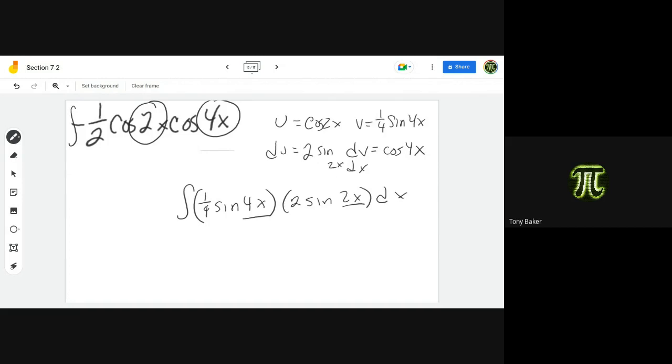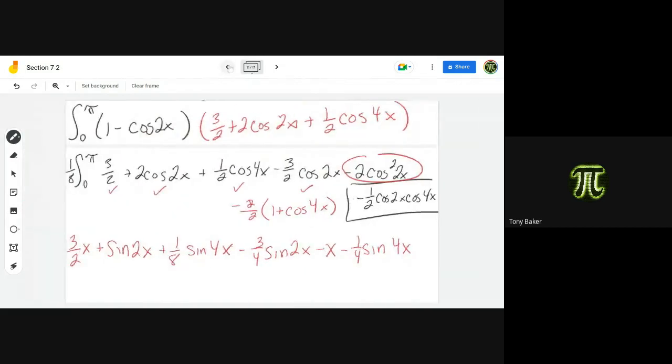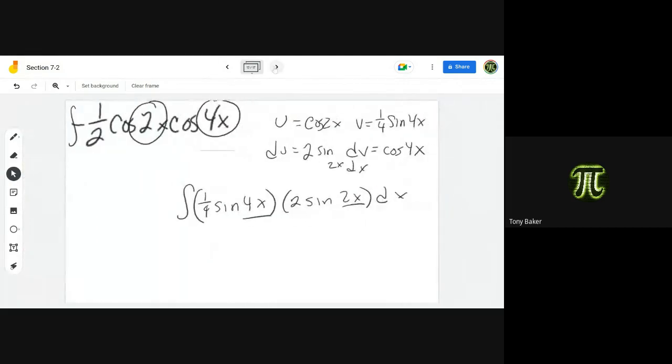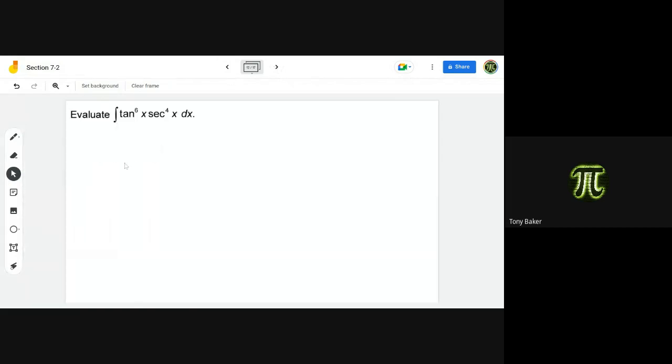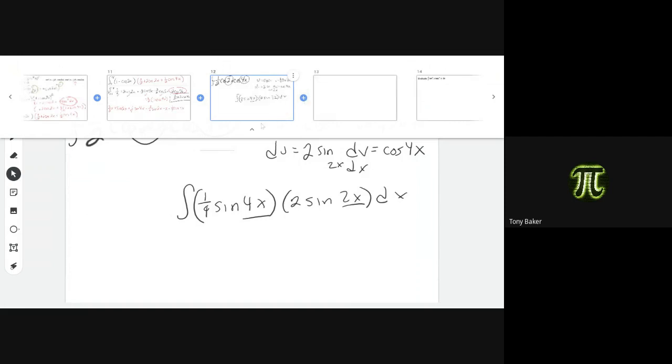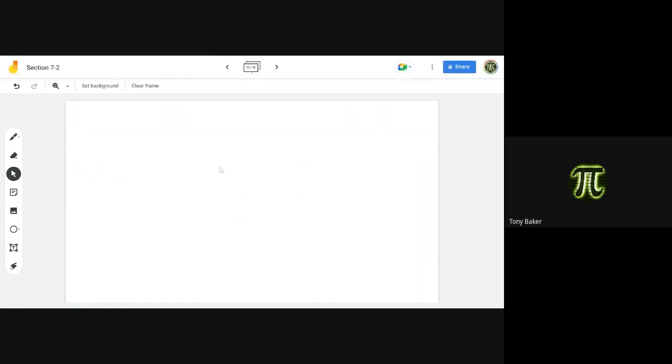All right. So we have to try something else. After 3 full slides of work, we have to try something else. Well, yeah, I changed the t to an x just because I hate writing t's. But that wasn't the problem.